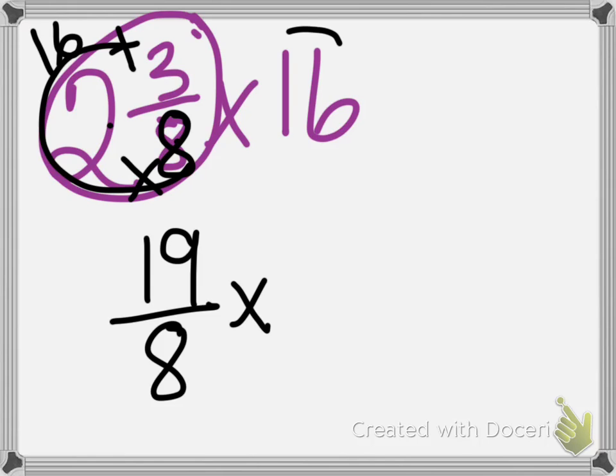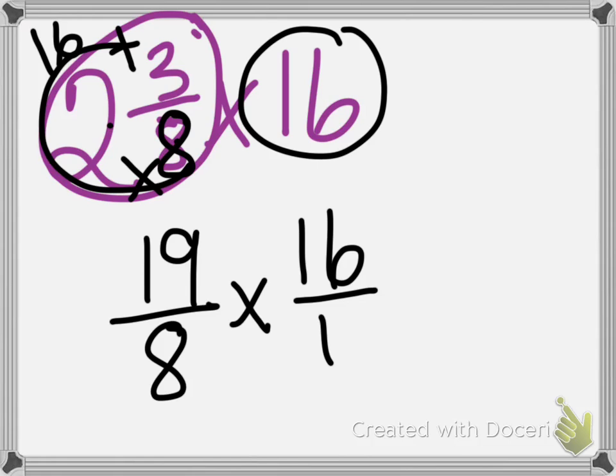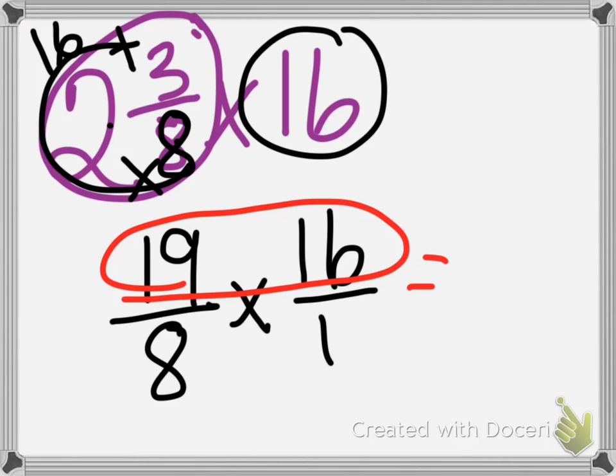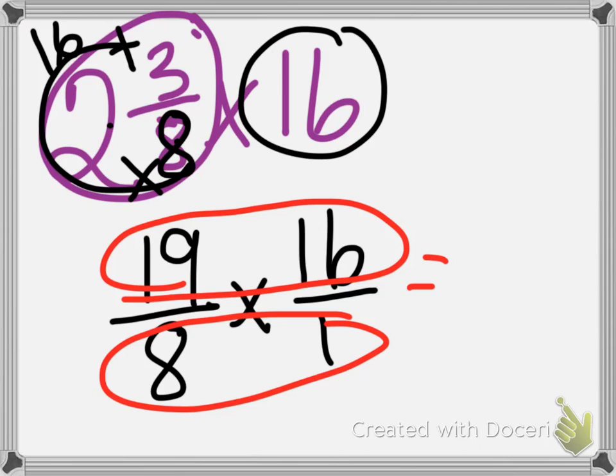Okay, now I've got this 16 right here. I need to make it improper too. Before we multiply, we've got to make them improper. In order to make a whole number improper, it goes over 1, because 1 can go into 16 times. It's equivalent. It is equal. Now what I have is multiplying fractions. We can go to where we multiply 19 times 16 and 8 times 1, and I'll have to simplify that.